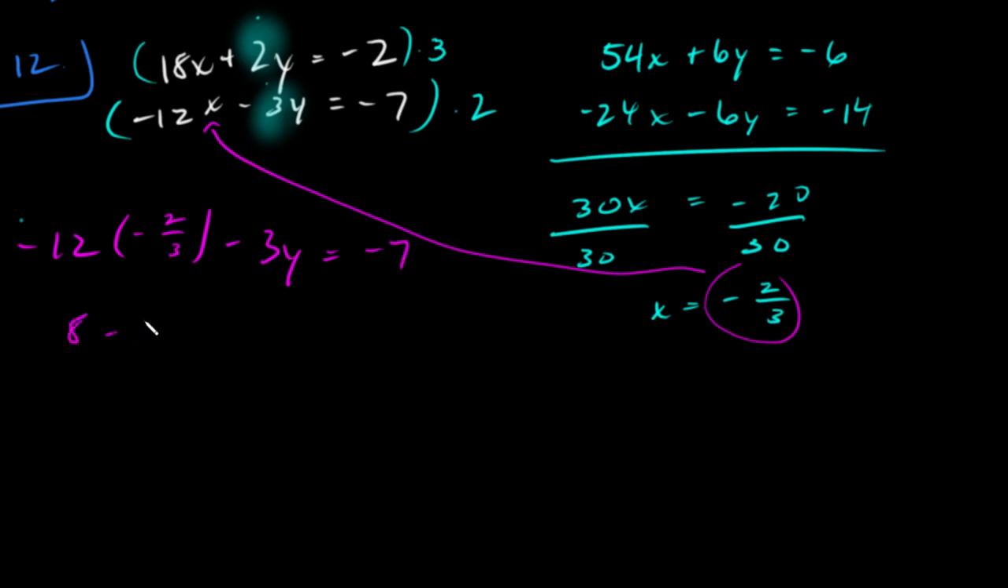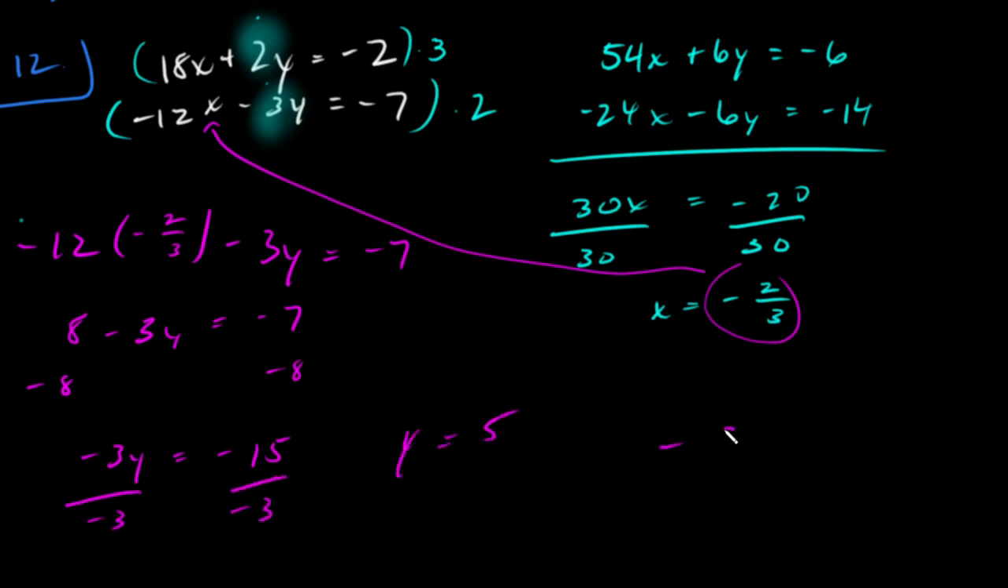This is 8 minus 3y equals negative 7. Minus 8, minus 8. You get negative 3y equals negative 15. Divide by negative 3, divide by negative 3, and y equals 5. So you get negative 2/3, 5. Look at that. We're done.